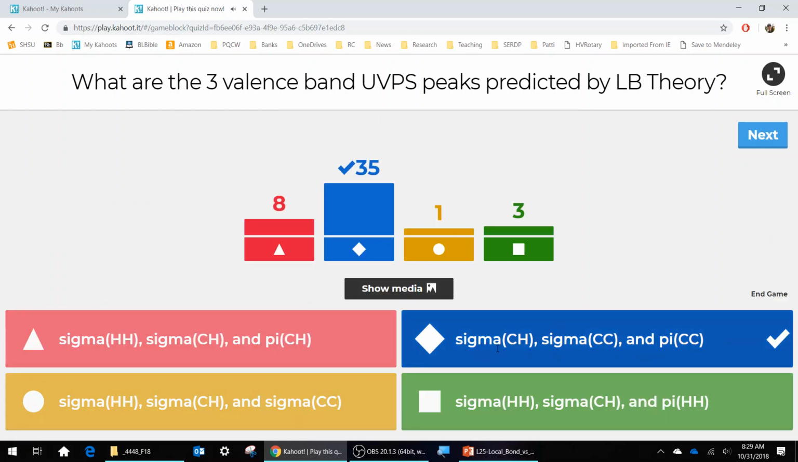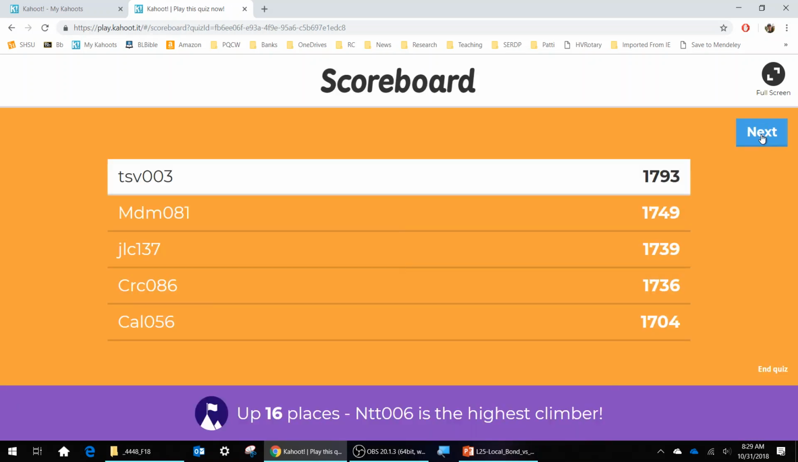Yeah, so the sigma CH is one type, sigma CC and pi CC. All the other has sigma HH. Yeah, I know. This HH, hydrogen bonded to hydrogen. No, not in this one.